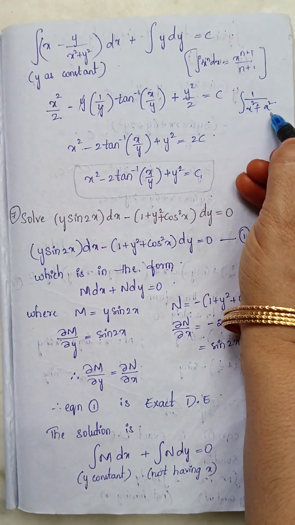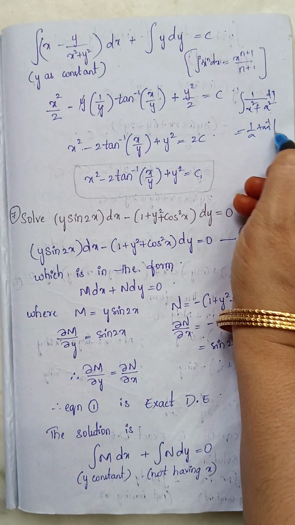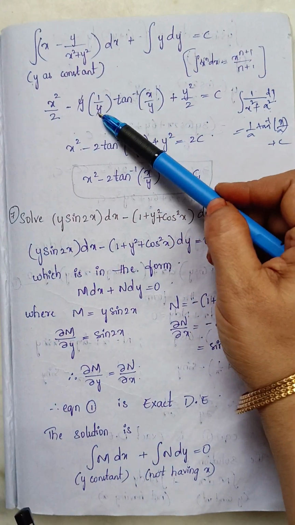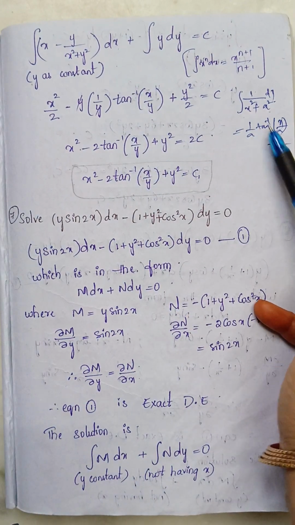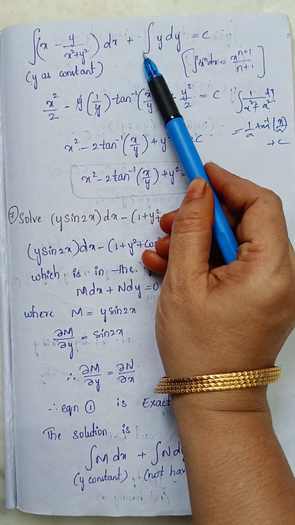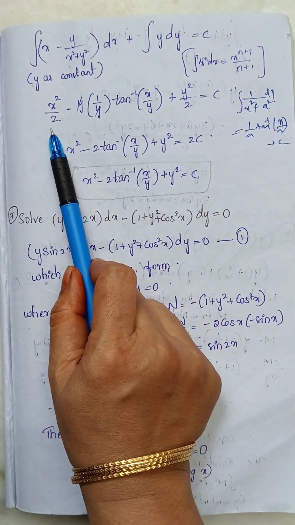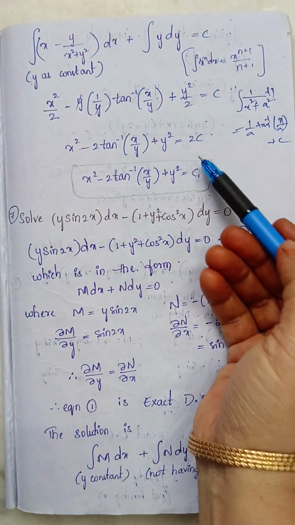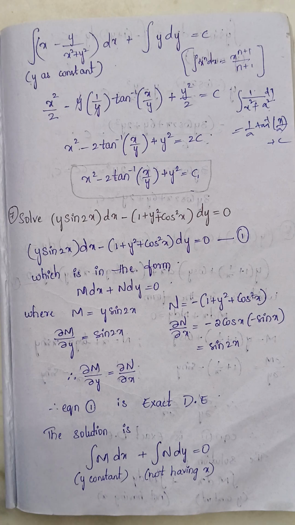So the integration of 1 by a square plus x square is nothing but 1 by a tan inverse x by a plus c. So 1 by a means y as it is here. Instead of a, y is given, that's why 1 by y tan inverse x by y, plus integration of y into dy means y square by 2, equal to c. Y gets cancelled here, by the LCM 2, then x square minus 2 tan inverse x by y plus y square equal to 2c1. Or you can take 2c as c1, or you can take c1, then 2c1 equal to c, which is the required solution.